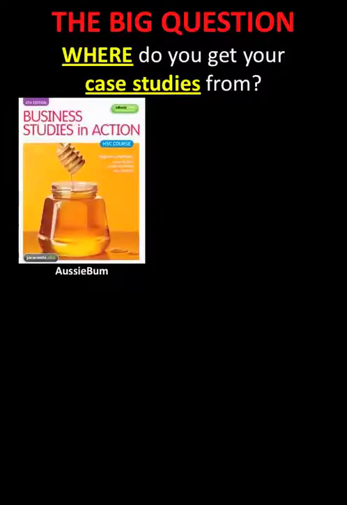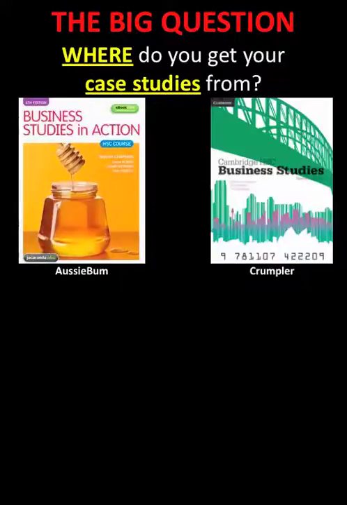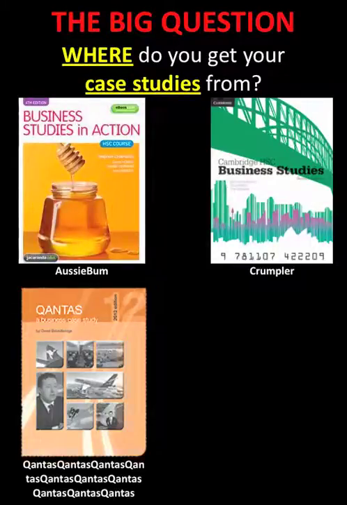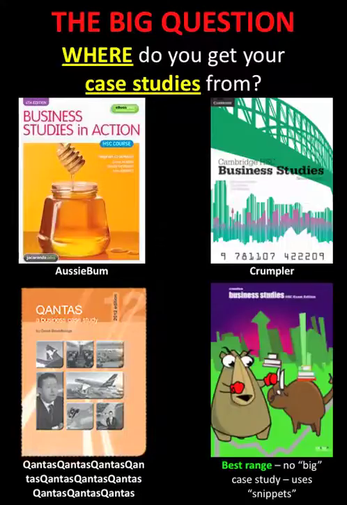If you look at the textbooks that most people use, you look at the Business Studies in Action, they've got this Aussie Bum case study. If you look at Crumpler in the Cambridge book, if you look at the Qantas case study, it's just Qantas, but it's incredibly detailed. But I don't really like the idea of just using that one case study. I know that people do, and I know that schools and selective schools do it. But the number of times that markers have to read that same Qantas case study over and over, and I don't even like the idea of a guy just making money every single year from doing one case study. Anyway, it doesn't matter.